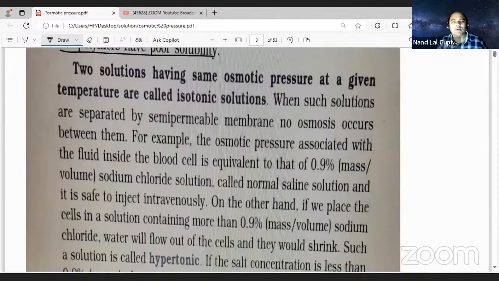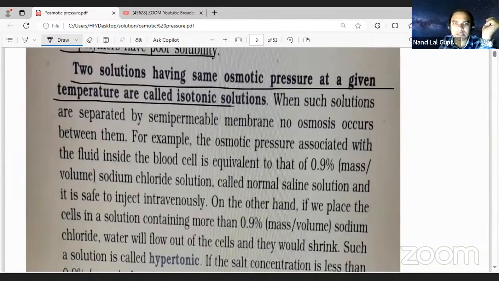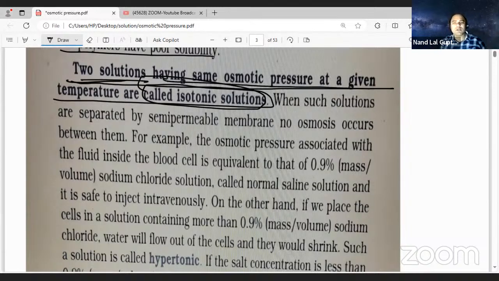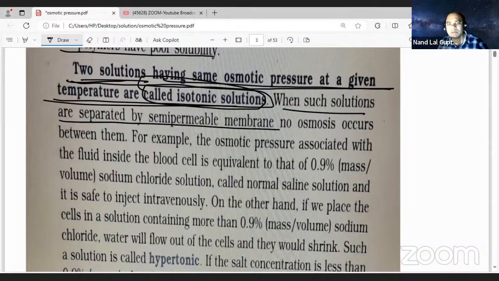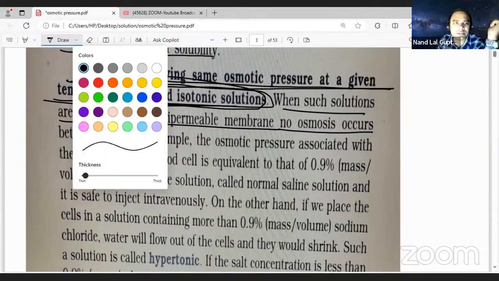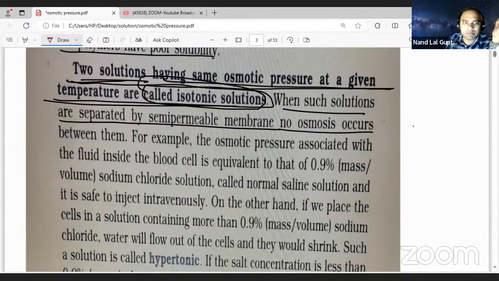Now let us see some other points. Solutions having the same osmotic pressure at a given temperature are called isotonic solutions. If somebody asks what is an isotonic solution, it is two solutions having the same osmotic pressure at a given temperature. When such solutions are separated by a semi-permeable membrane, no osmosis occurs between them.